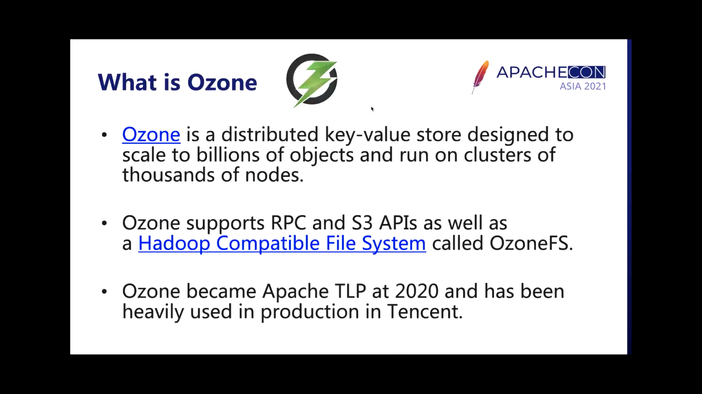Now, firstly, we're going to introduce what Apache Ozone is. Apache Ozone is a distributed key value store designed to scale to billions of objects and run on clusters of thousands of nodes. Ozone supports RPC and S3 APIs as well as a Hadoop compatible file system called Ozone FS. Hadoop Ozone is originally from the Hadoop community and has become an Apache top level project in 2020. And Ozone is now heavily used in production at Tencent.